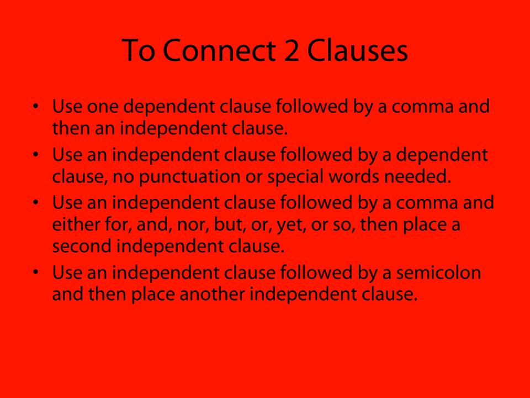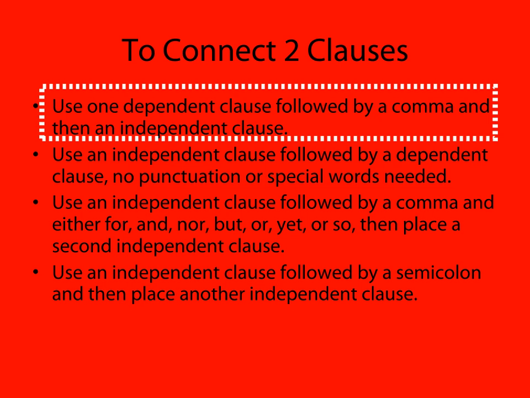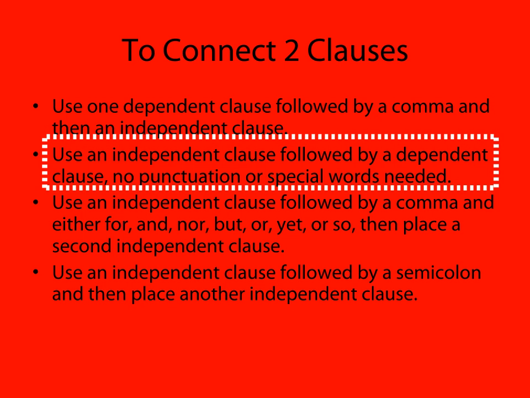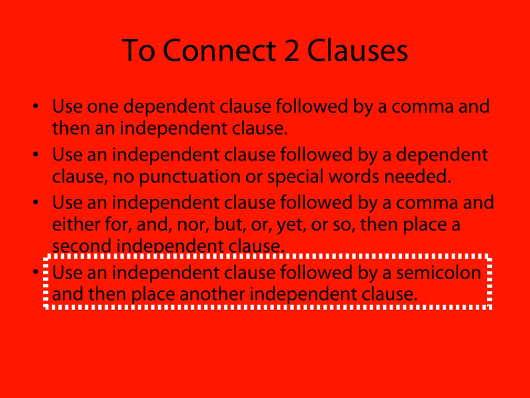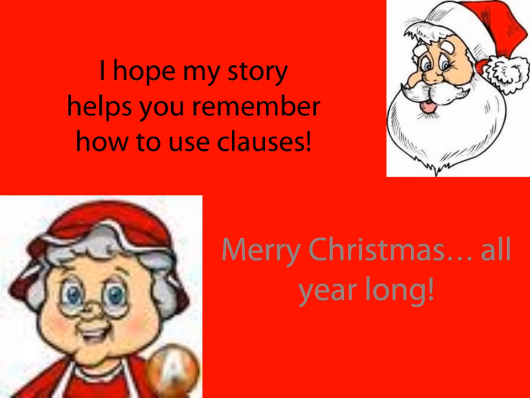Here is a quick review. These are the ways that we discovered two clauses can be connected. Use a dependent clause followed by a comma and then an independent clause. Use an independent clause followed by a dependent clause, no punctuation or special words needed. Use an independent clause followed by a comma and either for, and, nor, but, or, yet, or so, then place a second independent clause. And use an independent clause followed by a semicolon and then place another independent clause.